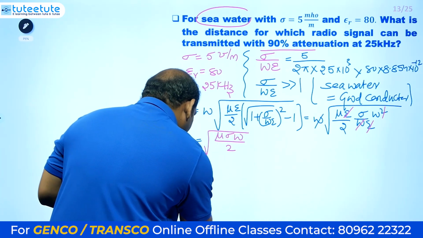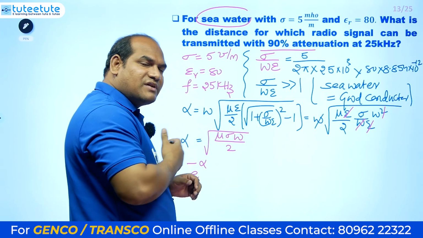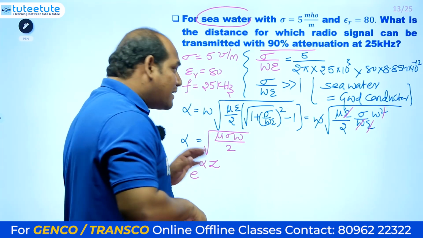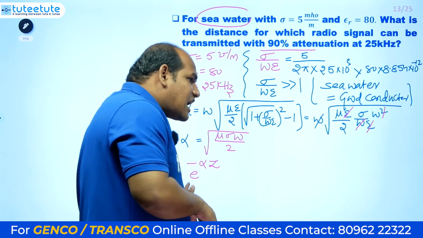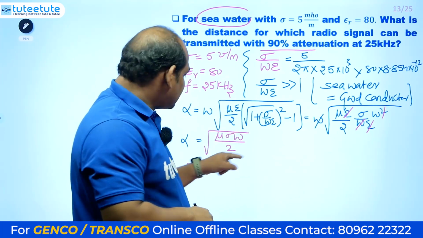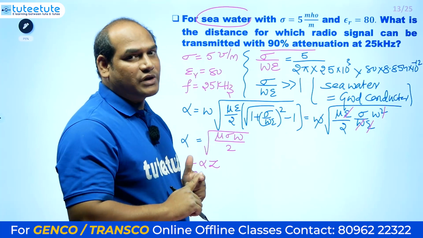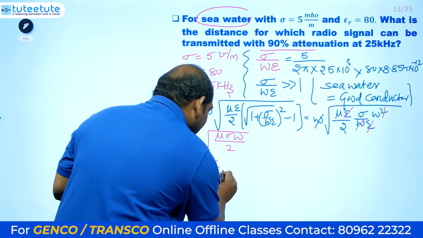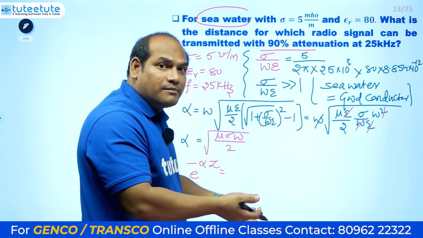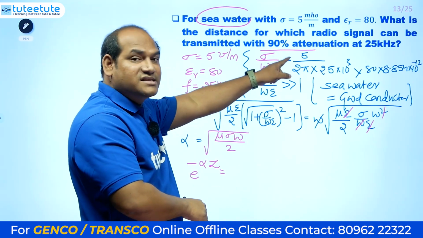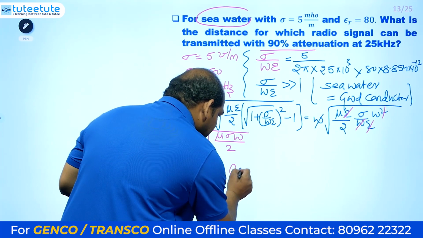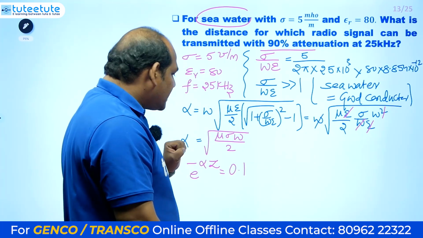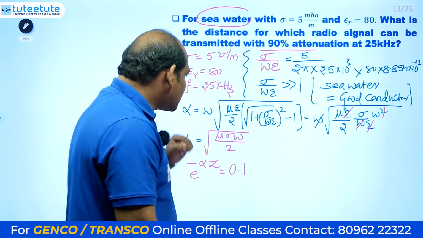So e power minus alpha z, assuming the wave is traveling in the z direction. This much strength is there after traveling a certain distance, that is z. Z is the distance we have to calculate. After traveling this distance, how much will it become? 10%. If 90% is attenuated, it will become 10%, that means 0.1. We need to calculate the z value, so we need to know the alpha value.